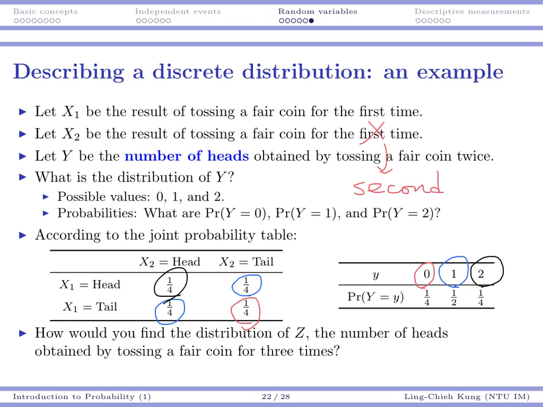That's the end of this example, but you probably want to do some exercises by yourself: if you toss a fair coin 3 times, what is the number of heads that you may get, and what is the distribution of that? If you can correctly find the distribution for the number of heads obtained by tossing a fair coin 3 times, I believe you have fully understood the concept of random variables and their distributions. Try to do this by yourself. Thank you.